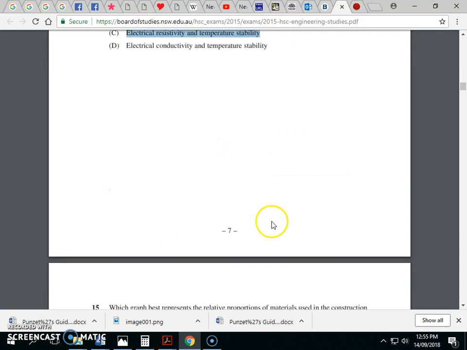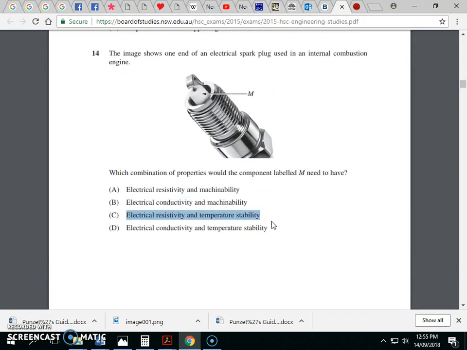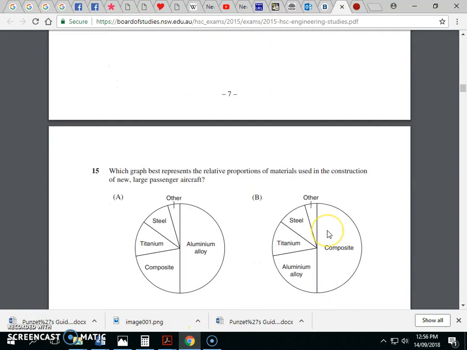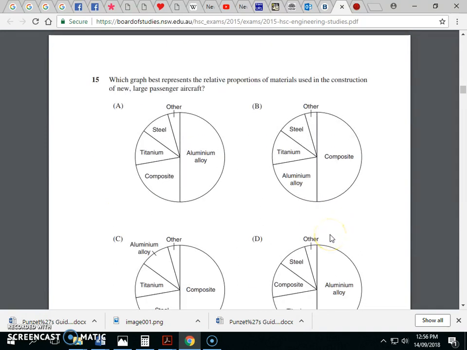Why does it need to be that? It's a spark plug, so that the spark isn't firing all the time. The spark needs to fire at a very precise interval. That's exactly right.